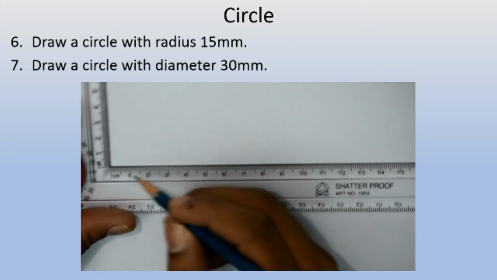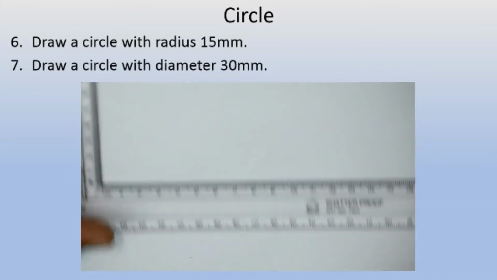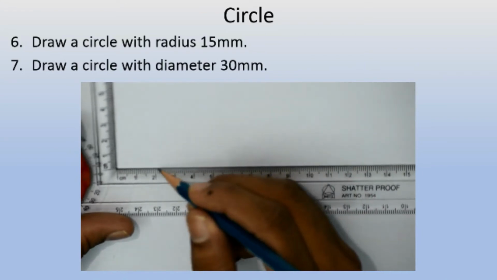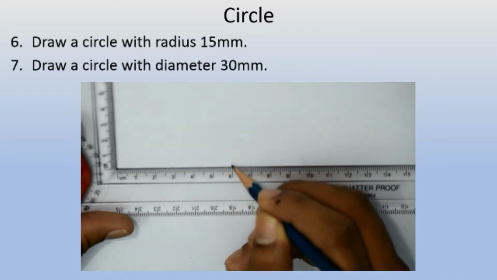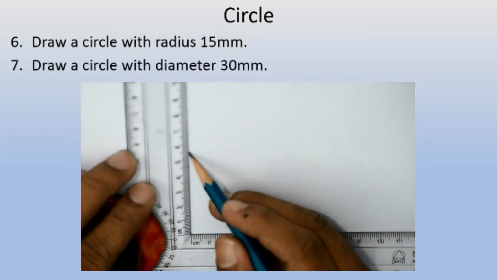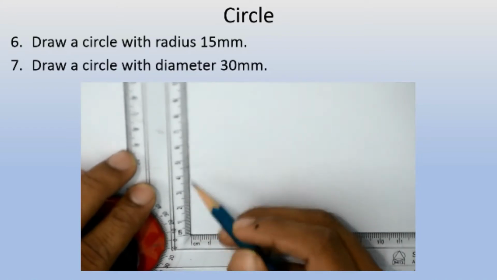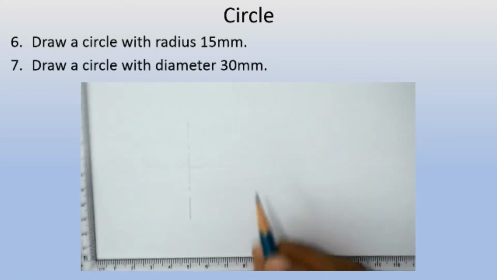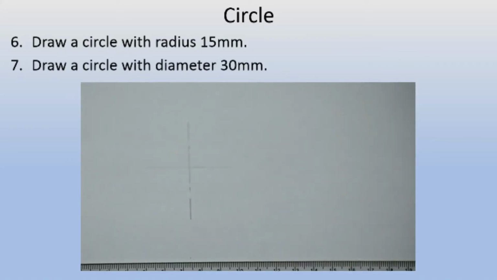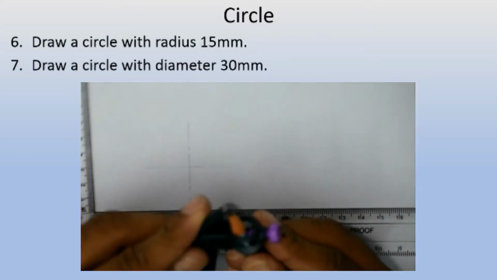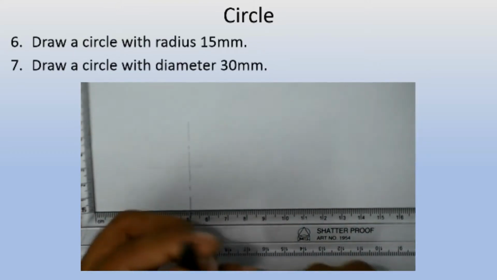So here in your scale, first I will draw some axis lines. Whenever you are going to draw a circle, it is best practice to draw first axis lines. Axis line means there will be one small line and one bigger line, vertical and horizontal. The point at which these two lines meet is called center point. From that center point, we have to draw the circle.